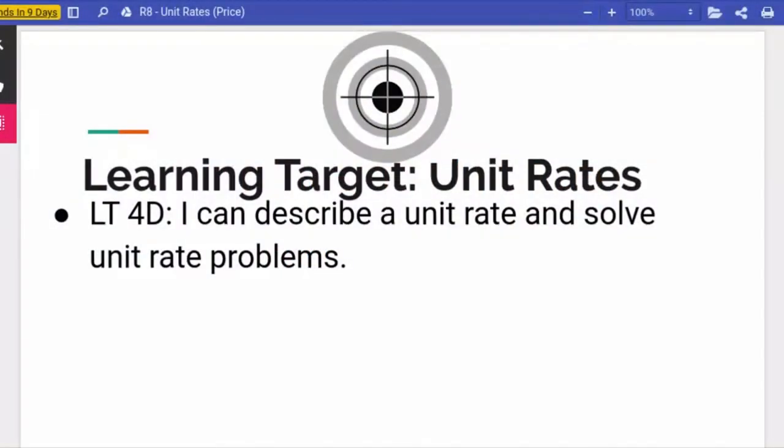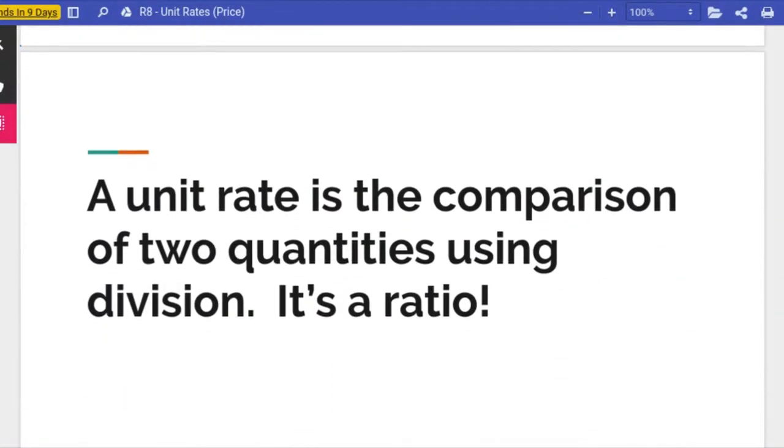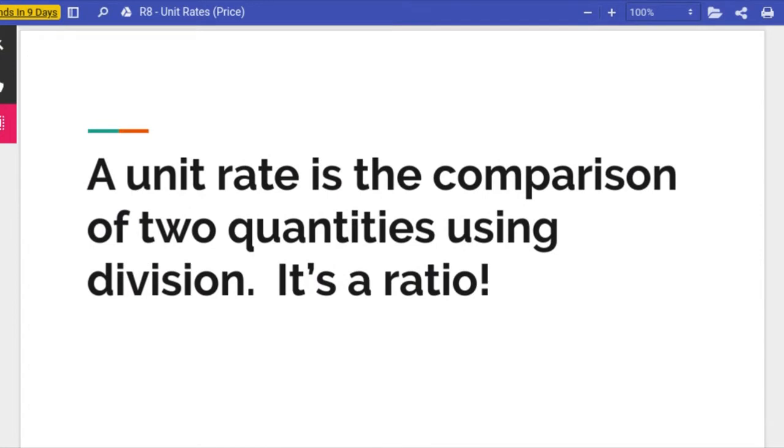Today we are going to be working on unit rates, which is ratio, lesson number 8. Our goal today is to be able to describe a unit rate and solve unit rate problems. So we've done quite a lot with ratios and started with rates, and today we're going to solve some real-world problems using unit rates. So we've got to know what that is to start with.